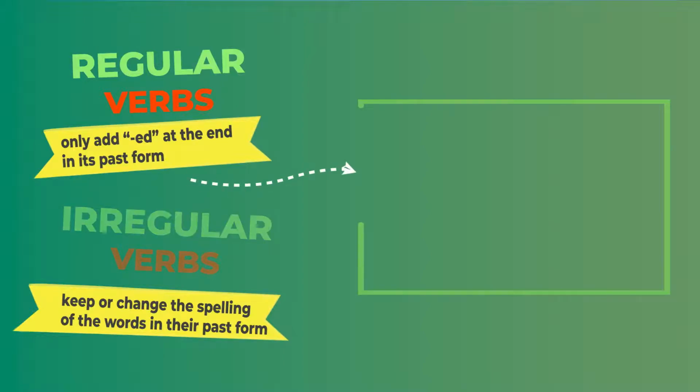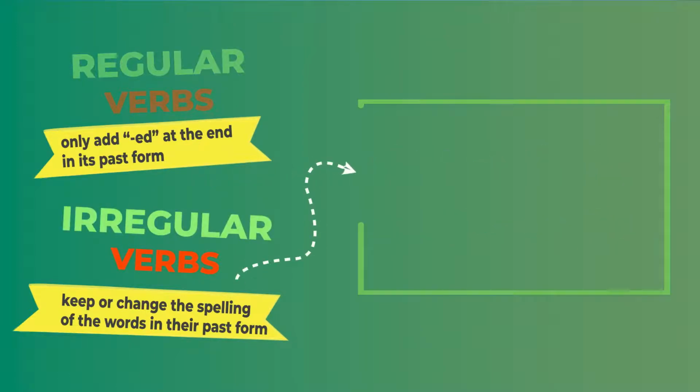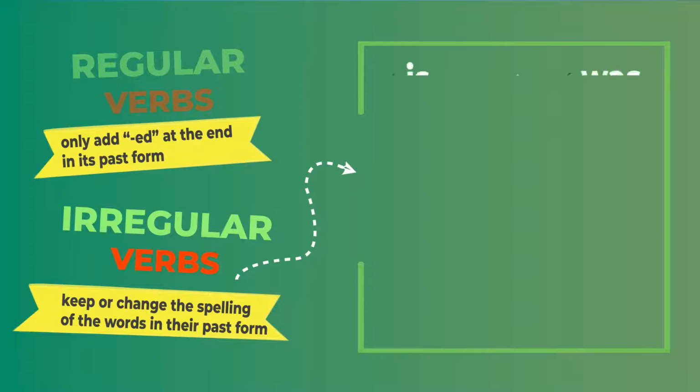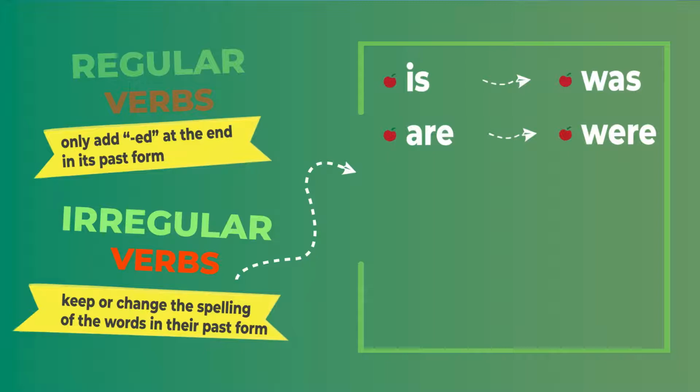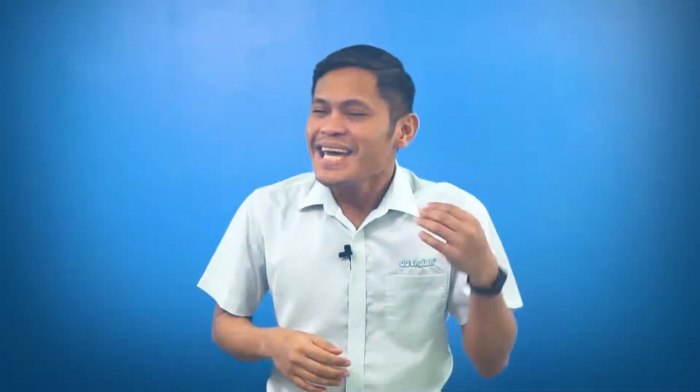Some examples of regular verbs are talk, talked, walk, walked. Some examples of irregular verbs are is, was, are, were, eat, ate, sleep, slept, put, put. Interestingly, verbs are indeed one of the most exciting topics in English grammar. That's why we'll have a more comprehensive video about this topic in our upcoming videos.